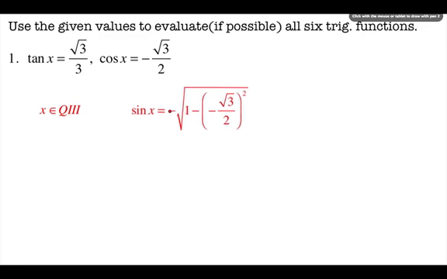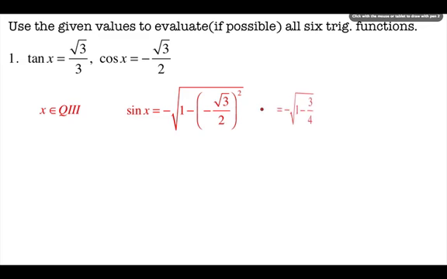So first, let me evaluate sine. Basically I'm using the Pythagorean identity, sine squared plus cosine squared equals 1, and I'm solving for sine of x. So I have to take the square root of 1 minus cosine squared. I know what cosine is, which is right here, then I square it. And notice that I have negative. Why do I have negative for sine? Because I'm in quadrant 3. I go through the math, simplify this, and that's how I end up with negative a half.